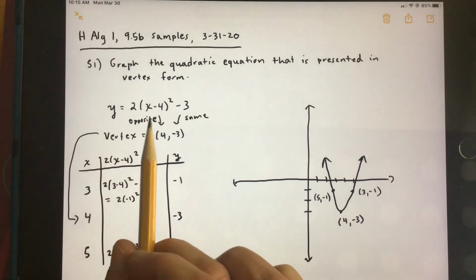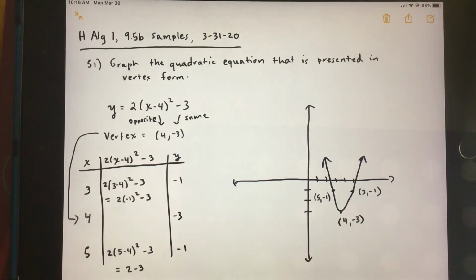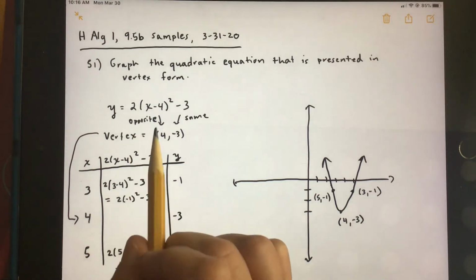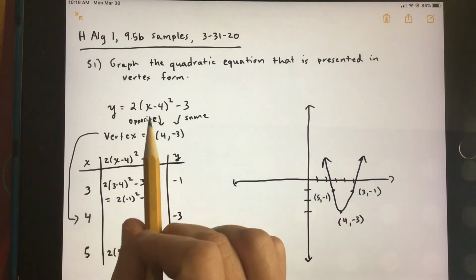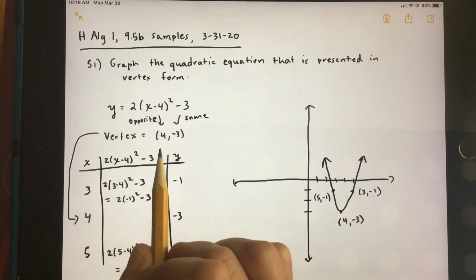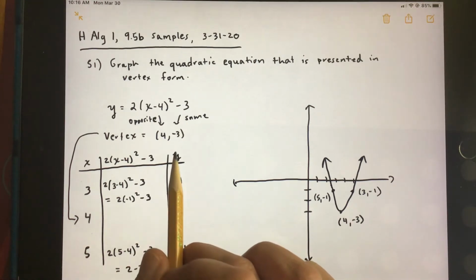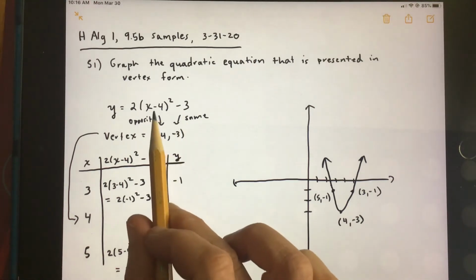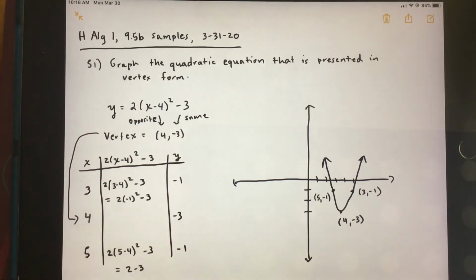This one does happen to be presented to you in vertex form, where we can identify the vertex of the equation simply by looking at the equation. If you'll recall, we find the number that is opposite what we see in the parentheses, so we see minus 4, the opposite of that will be positive 4, and then whatever number is outside the parentheses will be the same for the y-coordinate of your vertex. So opposite of negative 4, positive 4, same as negative 3, negative 3. And that's just by looking at the equation because it is presented to us in that special vertex form.